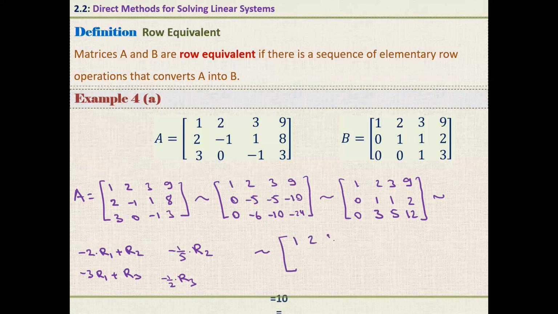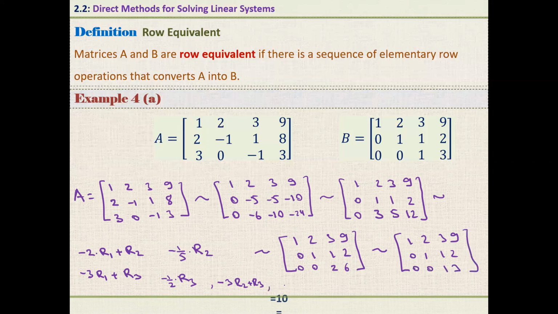Continue. 1, 2, 3, 9. The second line is 0, 1, 1, 2. And the last row is, actually, it's always 0. Multiply this third row. That means multiply the second row by negative 2 and add it to the third row. What do we have here? Negative 3 plus 3, 0. Negative 3 plus 5, right? That's equal to 2. Negative 6 plus 12, that's equal to 6. Now, the last one: if you multiply the last row by 1 over 2, we will get 0, 0, 1, 3.